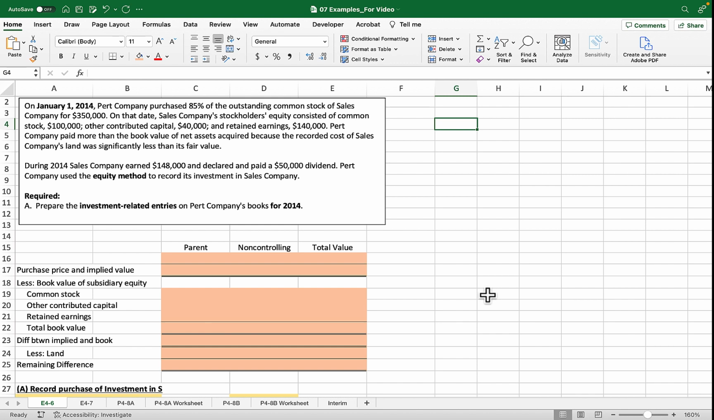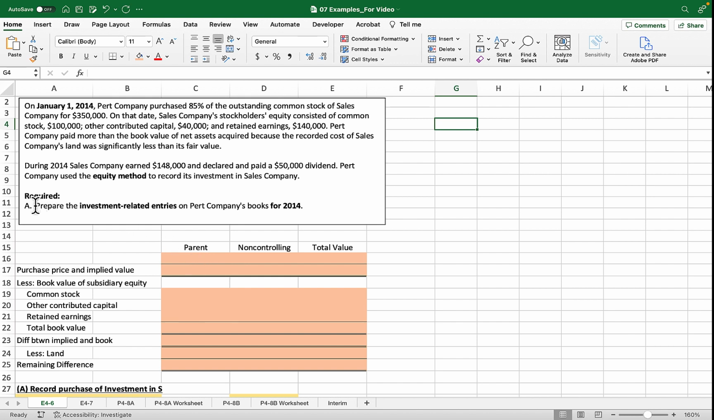In this example, we are going to be looking at a company where on January 1st of 2014, PERT Company purchased 85% of the outstanding common stock of Sales Company for $350,000. On that date, Sales Company's stockholder equity consisted of common stock of $100,000, other contributed capital of $40,000, and retained earnings of $140,000. PERT Company paid more than the book value of net assets acquired because the recorded cost of Sales Company's land was significantly less than its fair value. During 2014, Sales Company earned $148,000 and declared and paid a $50,000 dividend. PERT Company used the equity method to record its investment in Sales Company.